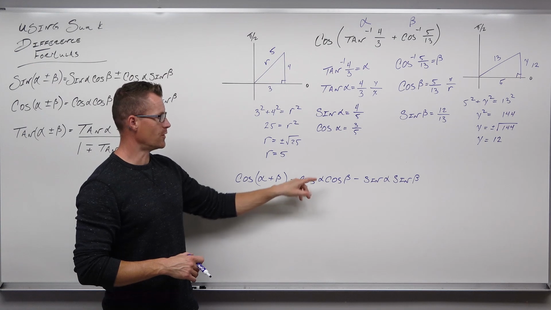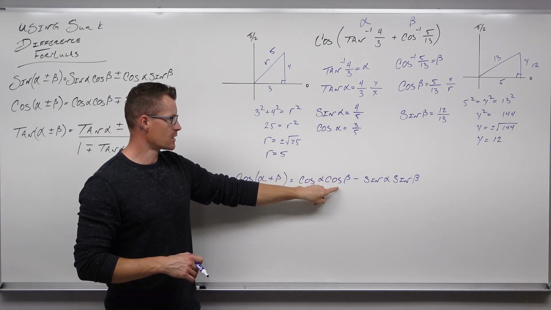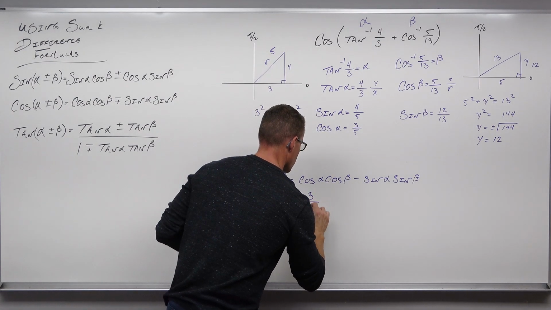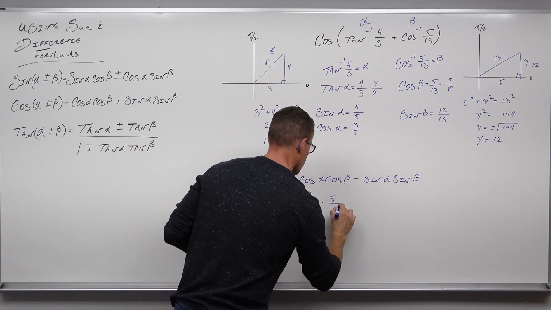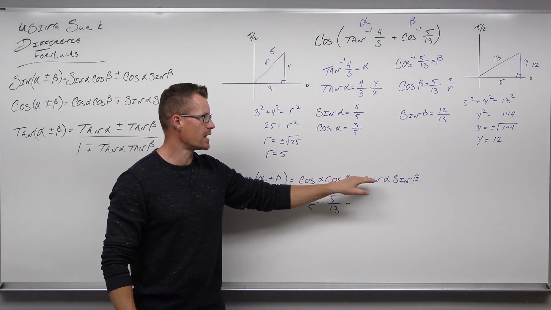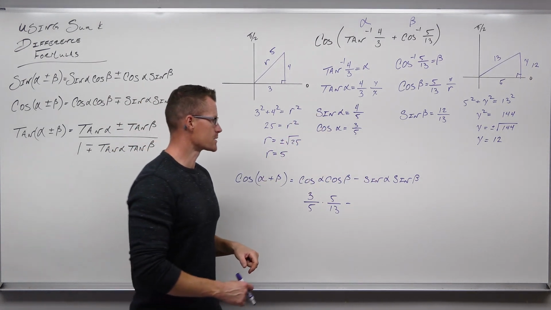So cosine alpha, that's 3/5. Cosine beta, that's 5/13. Minus sine alpha, that's 4/5. Sine beta, that's 12/13.